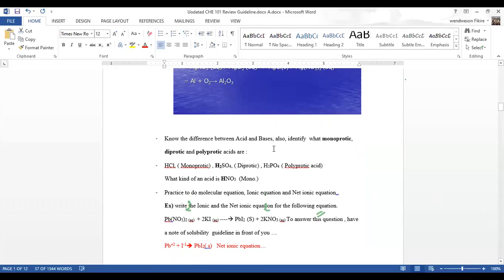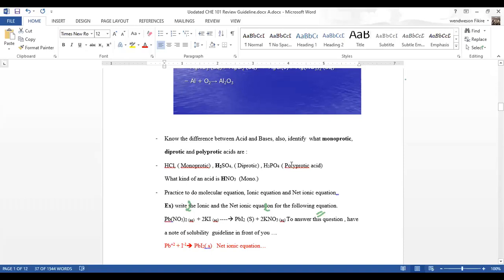Know the difference between acids and bases. Also identify what monoprotic, diprotic, and polyprotic acids are. First of all, it depends on counting the number of hydrogen ions. You can identify whether they are monoprotic, diprotic, or polyprotic. If you have one hydrogen, it's called monoprotic because of that one hydrogen. If it is diprotic, you have two hydrogens. If it is three or more, it's called a polyprotic acid.